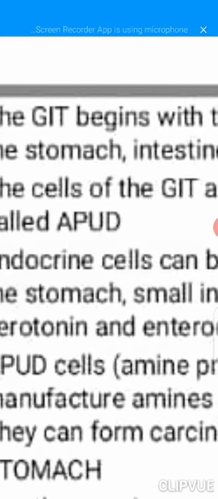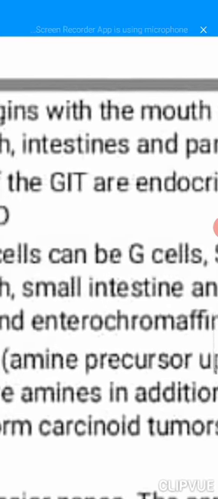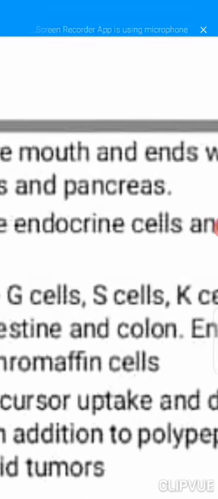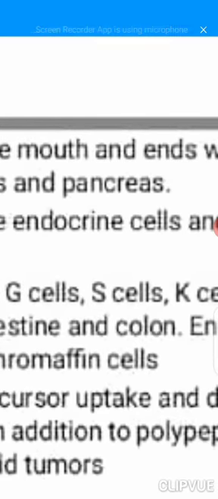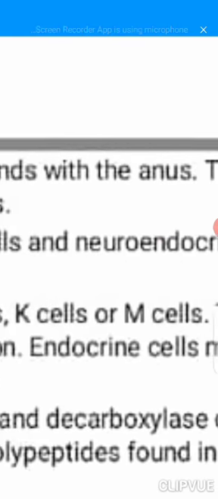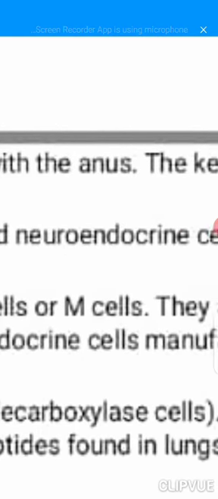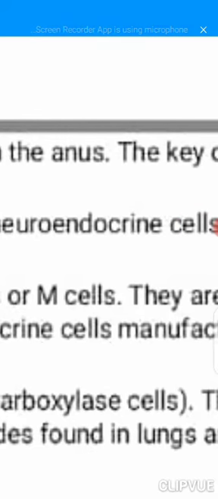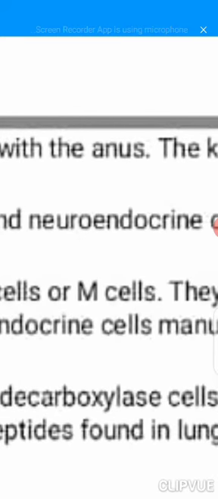Just like we have talked about the key structures, we should also talk about the key cells of the gastrointestinal system. What are those key cells? Number one, the endocrine cells that produce the hormones, which we call the GIT hormones. There are more than 200 GIT hormones actually. Then we have the neuroendocrine cells. Neuroendocrine cells produce hormones also, but these hormones sometimes act as neurotransmitters. That's why we call them neuroendocrine.